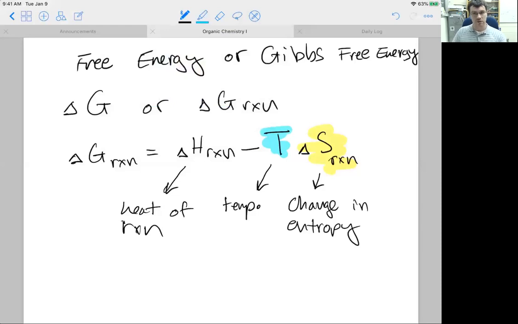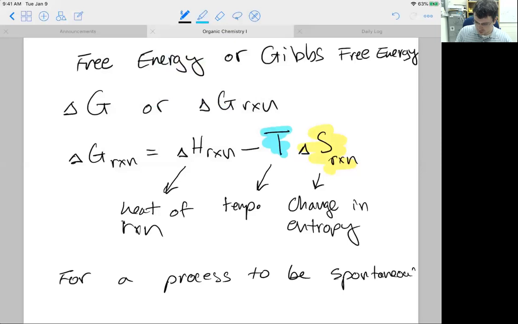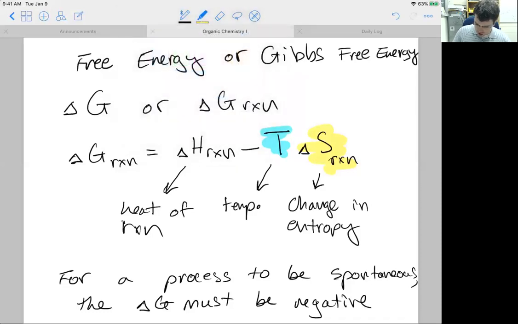So if we know delta H, if we know T, and if we know delta S, we can actually predict whether something is or is not spontaneous. So for a process to be spontaneous, the delta G must be negative. If that delta G corresponds to a reaction, sure, I'll call it the delta G of reaction. But for any process, if we want that process to be spontaneous, the delta G must be negative.